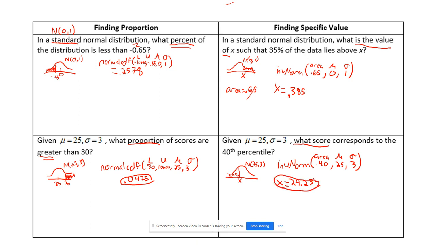Hopefully this helps you figure out what you're supposed to do, whether you're finding a percentage or a proportion using the standard normal curve or any other normal curve using normal CDF, or whether you know the area and you're trying to find the value of x, a specific value, in which case you're using inverse norm.